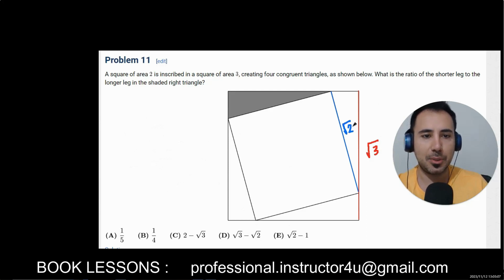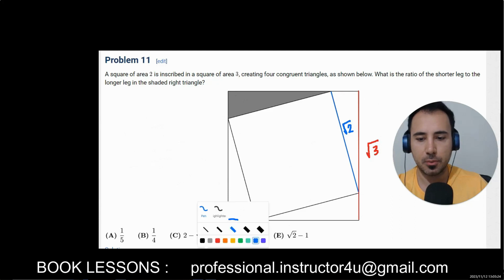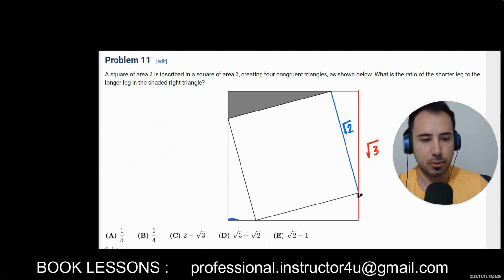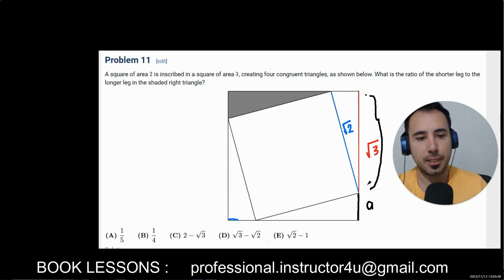So in this case, we just have to write an equation. Because it said that all of these are congruent, that means this part, this part, this part, and this part are all equal. So let's just give them a new name. I'm going to assume this part will be A. So the red side over here, from here to here, will be square root of 3 minus A.